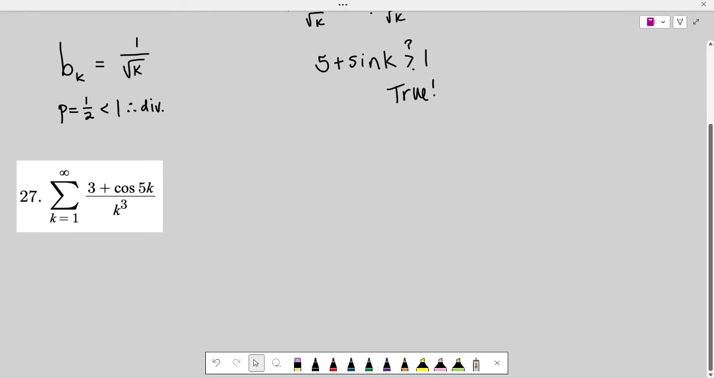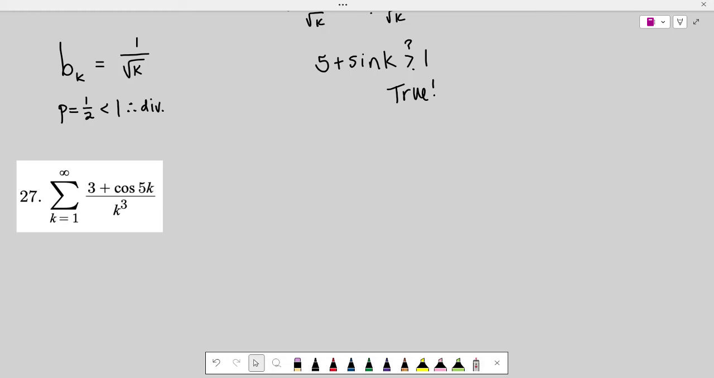Now this one, what do you think is going to happen here? Converge or diverge? With that k cubed in the denominator. Converge, right? It's a p series. 1 over k cubed is the p series. The numerator is just wobbling around between what two numbers? Cosine goes between negative 1 and 1. So the numerator is going between 2 and 4. Everybody agree? 2 and 4. And then the denominator is growing quickly without bounds, so it's definitely going to converge.